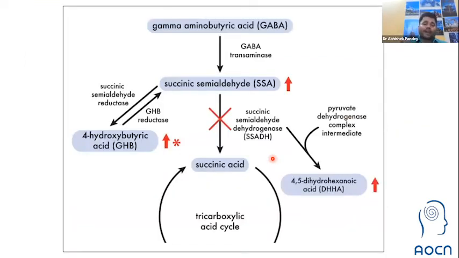Talking briefly on the pathophysiology, ALDH5A1 encodes the succinic semialdehyde dehydrogenase. Either it will be completely absent, or there will be less function of the enzyme. So when there is no succinic semialdehyde dehydrogenase, succinic semialdehyde will not get converted into succinic acid. So byproducts like 4-hydroxybutyric acid and 4,5-dihydroxyhexanoic acid will form, and these are excitatory neurotoxic agents.